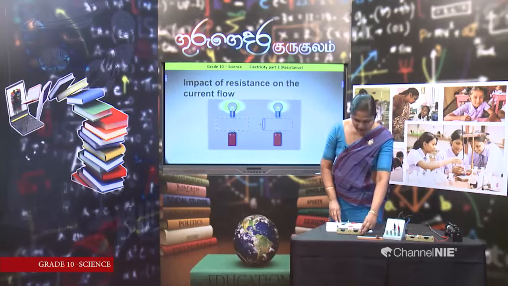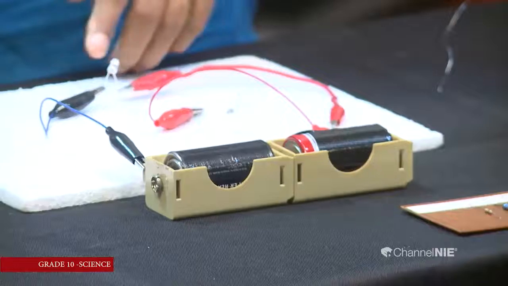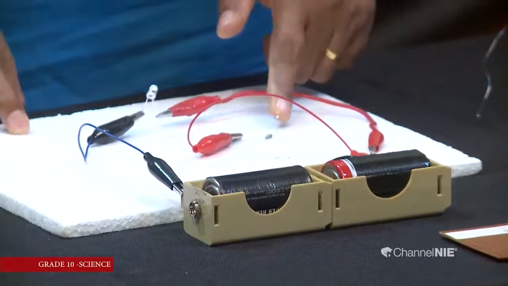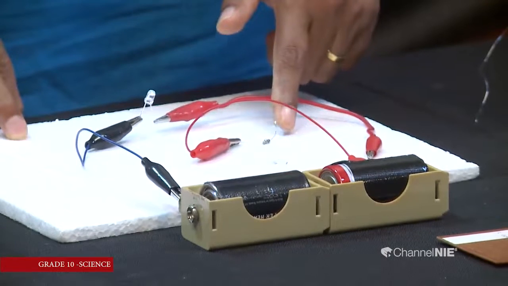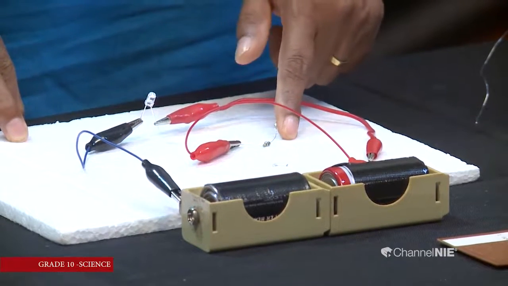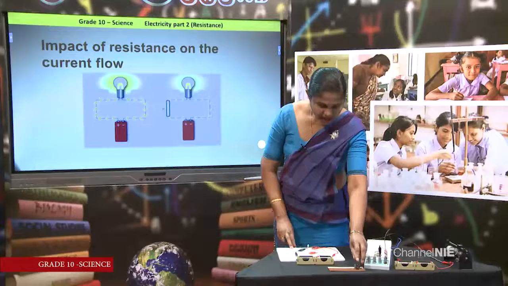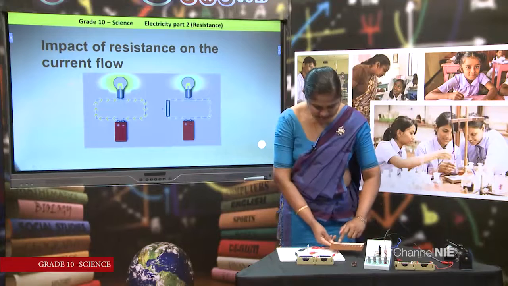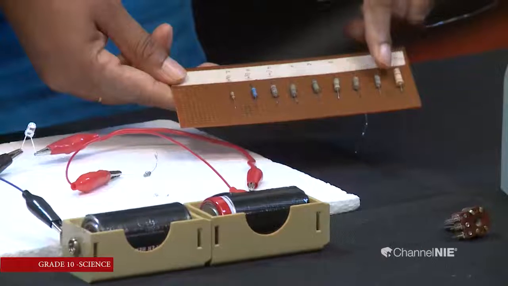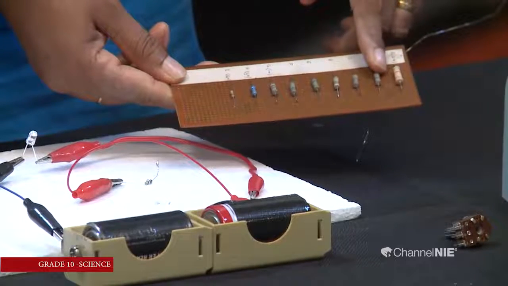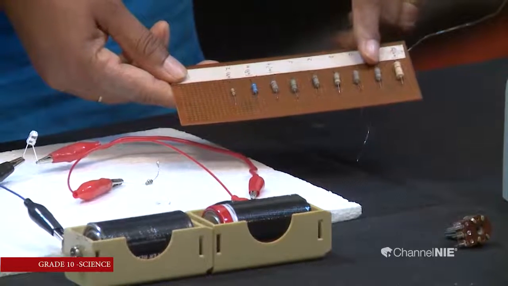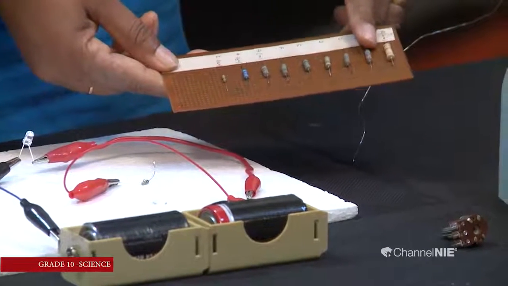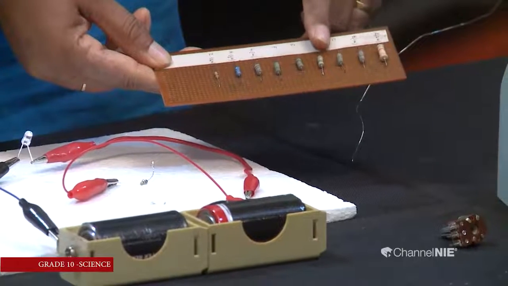Here I have taken two dry cells and an LED bulb, and a resistor. I think you can't see this resistor as it is too small, so I will show you. These are different resistors. We are going to learn about these resistors later in this lesson, children. Just have a look at them for now. I will explain what resistors are later.